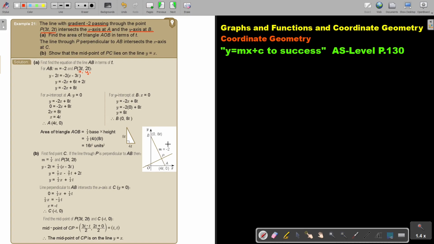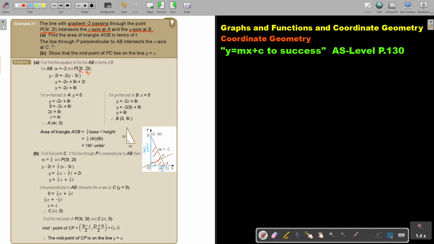They are asking you to find the area of triangle AOB. Because I'm sitting with this 90 degree angle, don't forget that this is my base, and my base is 4t. And this is my height, and my height will be 8t. So what is the formula for the area of a triangle? It's half base times height. I just substitute, and that is in terms of t.